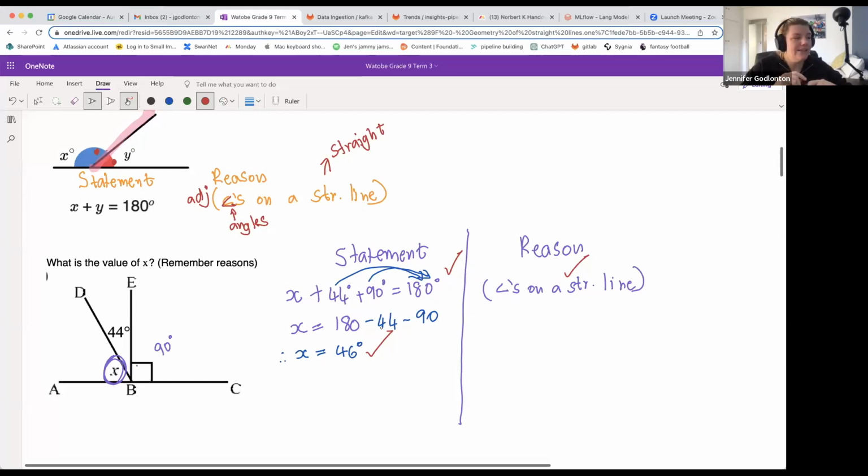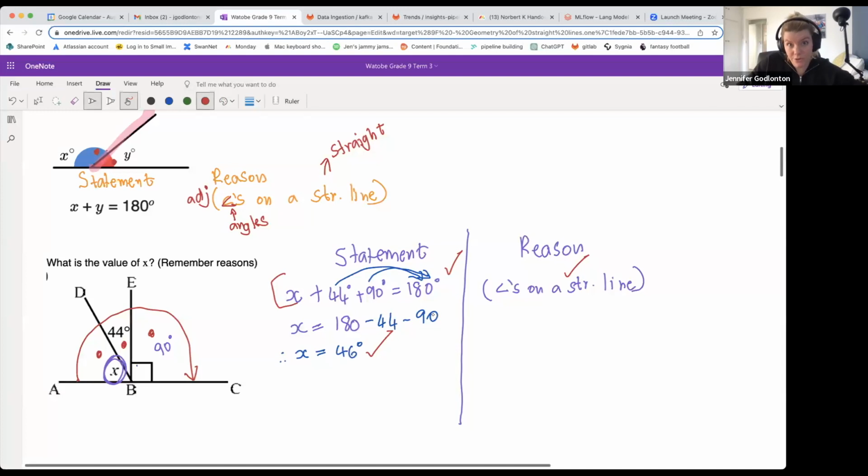Okay, so don't panic. The statement is always just how we are going to find the variable that we're looking for. So basically, we're making ourselves an equation. In this case, we can see that all of these adjacent angles, so this angle plus this angle plus this angle would equal 180 degrees. So we're just writing that in a form of an equation. So we're saying x plus 44 plus 90 needs to equal 180.